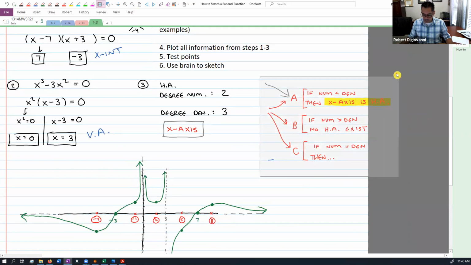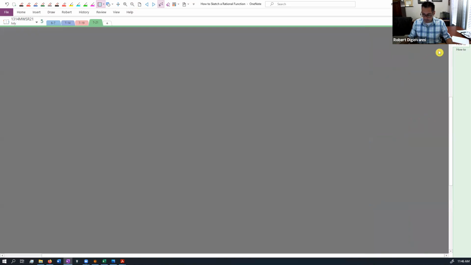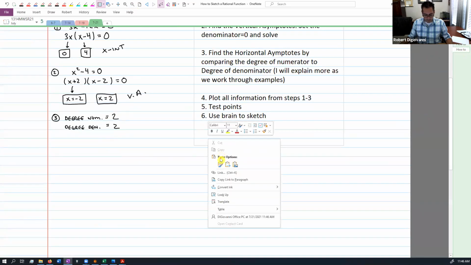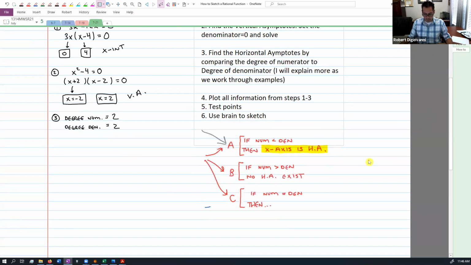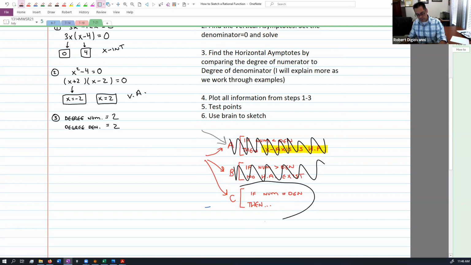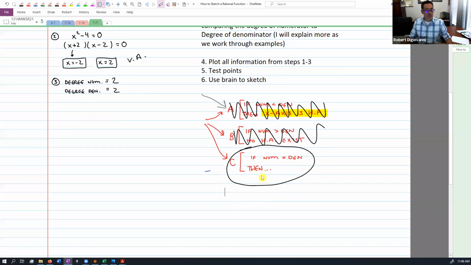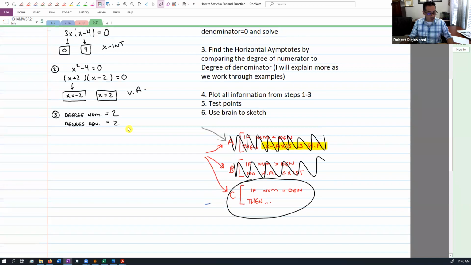Okay, so we don't have case A here. The numerator is not smaller than the denominator. They're equal. The numerator is not bigger than the denominator, right? They're equal. And in the notes, I said, then what happens, right? And I didn't tell you, okay? So now I'm going to tell you what happens when they are equal.